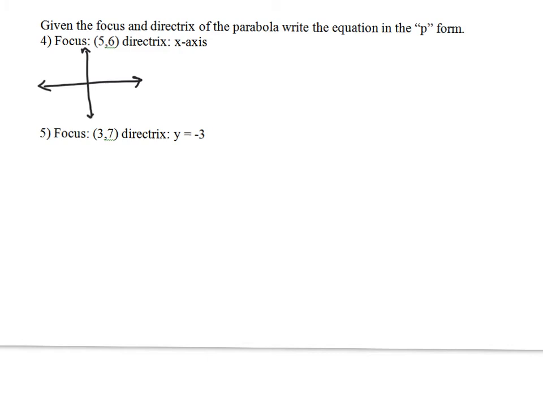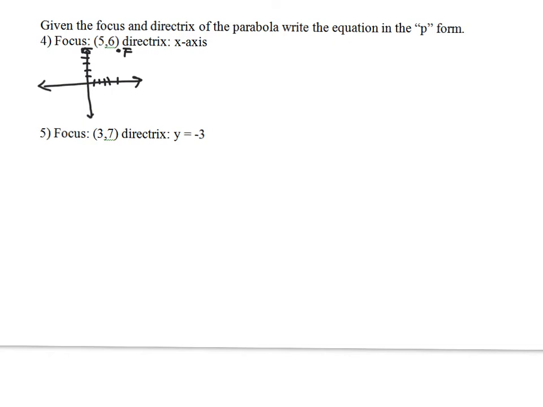For the next group of examples, we're not given a diagram, but it's going to be necessary to draw a sketch of the information that we are given so that we'll be able to find our vertex and our value for p. So make sure in your notes you are drawing a sketch for each of these examples. So I've got my axes and I'm going to find the focus this time. The focus is located at 5, 6. So count that off, draw a point at 5, 6, and mark it F for focus.